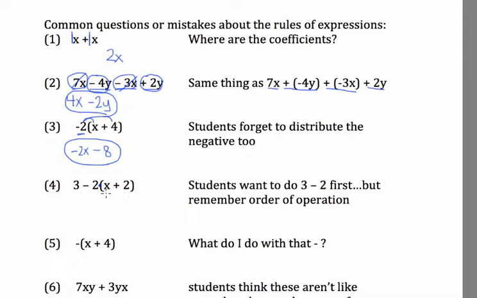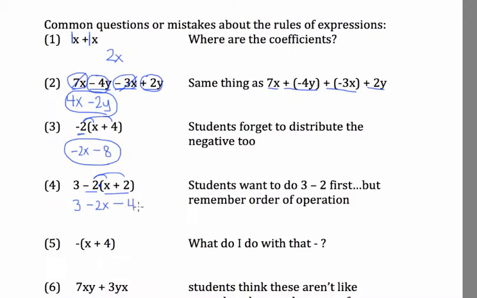Well, this is a little bit misleading because we actually cannot add those two. They're not like terms, so we can't do anything with that parenthesis. So we have to use the distributive property. The distributive property tells us that we can take this negative 2 and distribute it. So what happens to the 3? Well, it just comes along down with us. So negative 2 times x is negative 2x. Negative 2 times a positive 2 is negative 4.